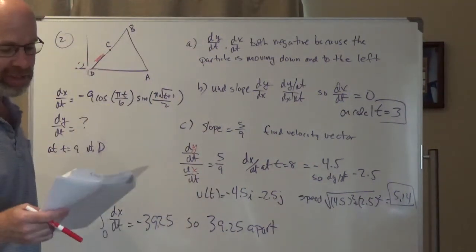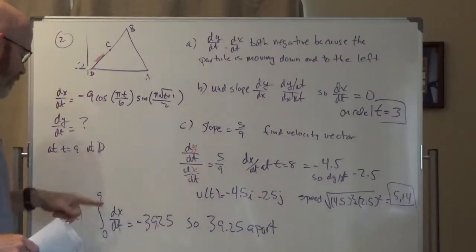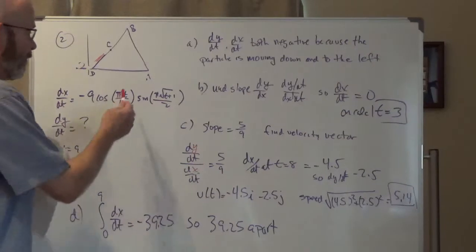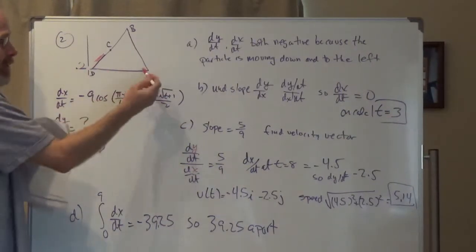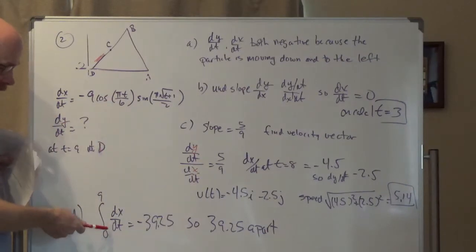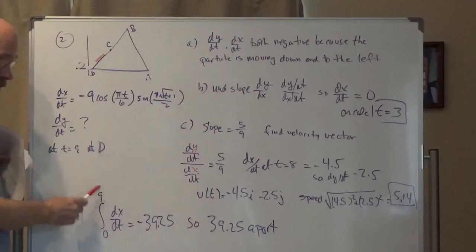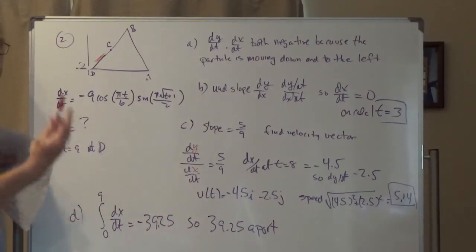The last part of the question says, how far apart are A and D? So we know that I got to D after 9 seconds. So from here to here, if I want that distance, I just need to know how far to the left this thing went, right? So all I have to do is integrate the rate of x. Integrate this from 0 to 9. It's going to tell me how far it moved over that time period.